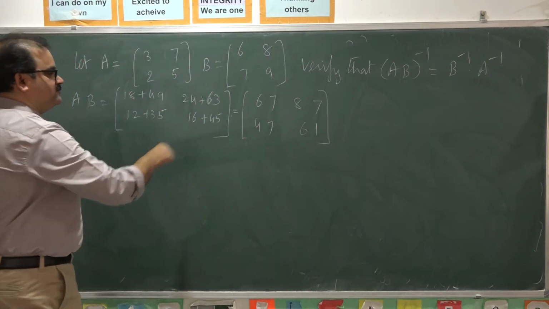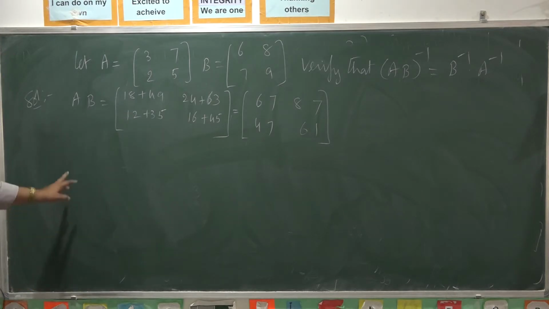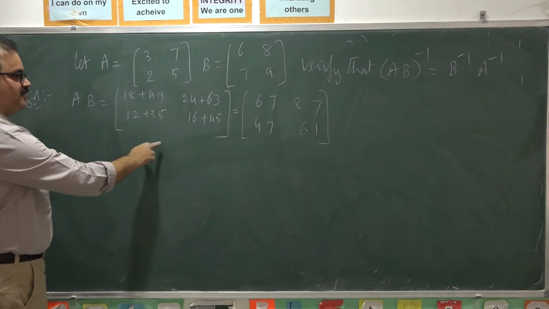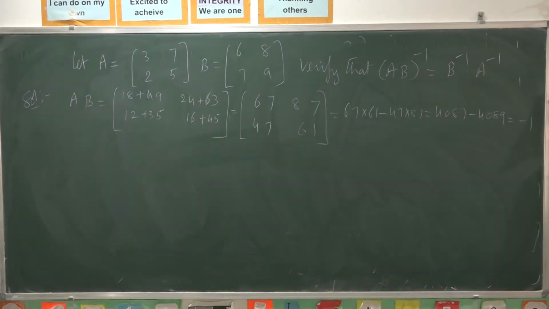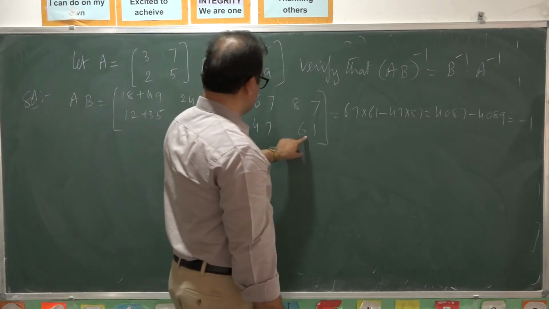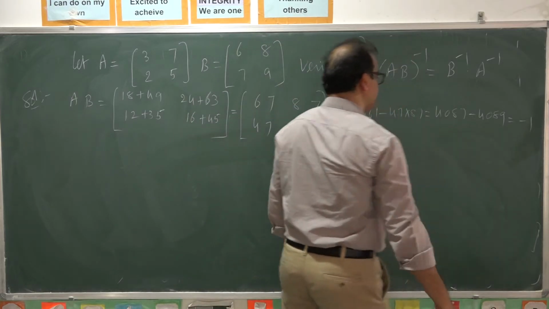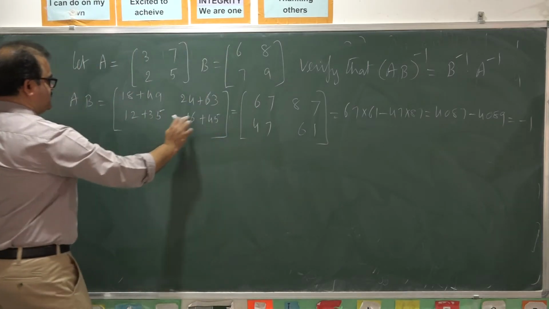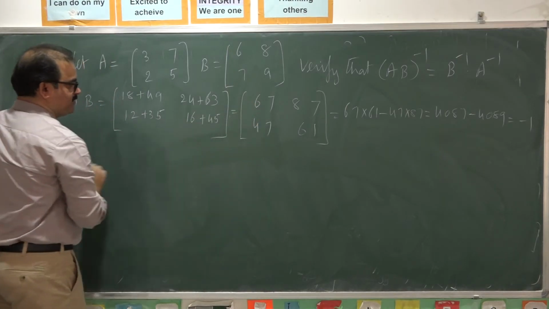Now you find the inverse of that matrix AB, that is the product AB. First you find the determinant of AB and then adjoint AB. (67 into 61 minus 47 into 87), that is the value is -1. Next you find adjoint of this AB. You find cofactors of all the elements in this matrix AB.